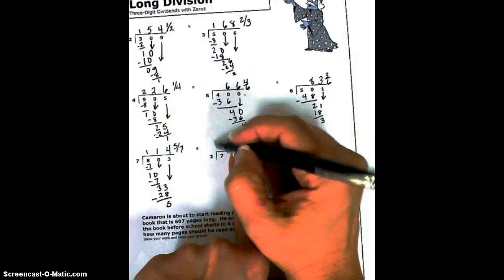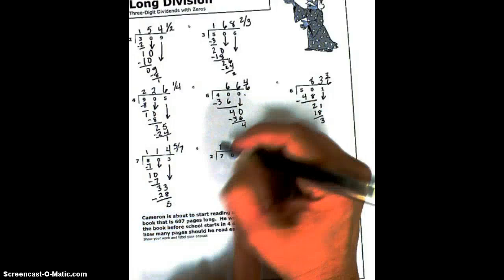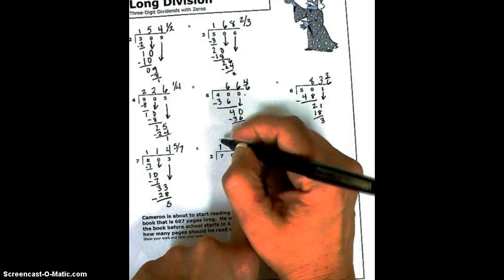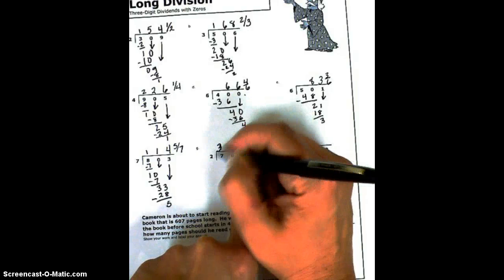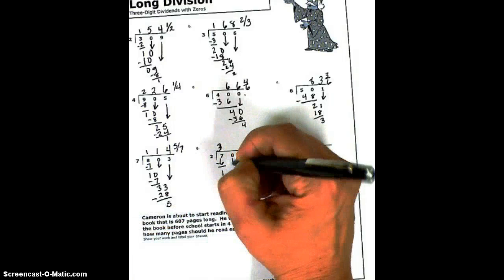2 goes into 7. Let's see, 1 time on that one. No, I don't know what I'm thinking. 2 times 2 is 4. 2 times 3 is 6. Let's go with 3. I'm not thinking today. Sorry about that. Subtract and you get 1.